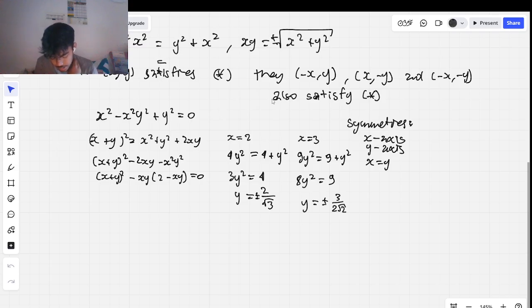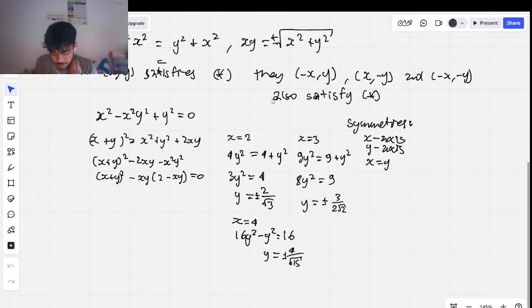Okay, interesting. And I'm going to go on until x equals 4. 16y squared minus y squared is equal to 16, and therefore y is equal to 4 plus or minus root 15. Okay, so there's kind of a pattern.